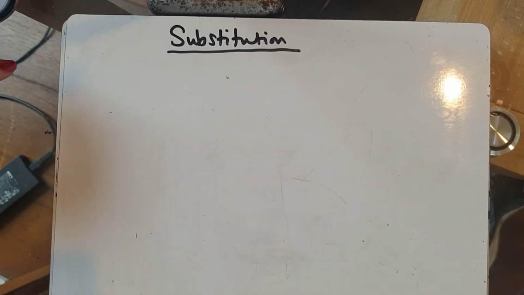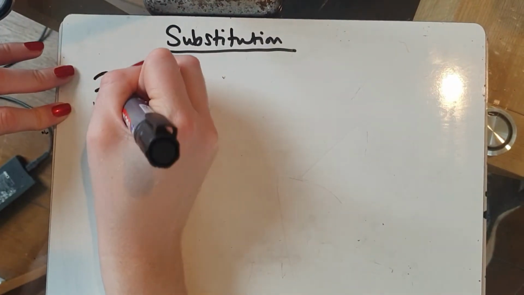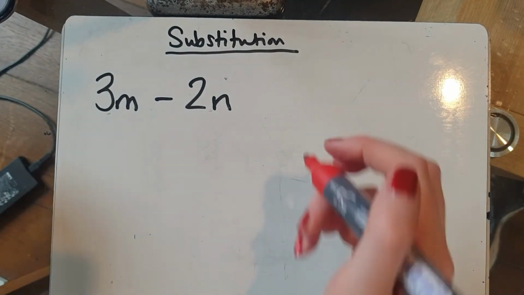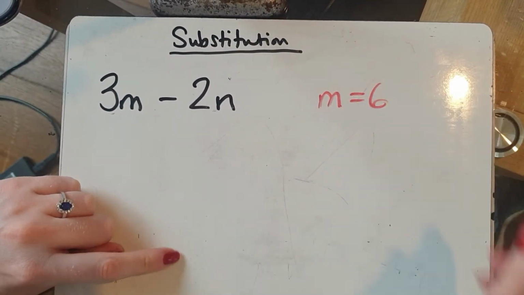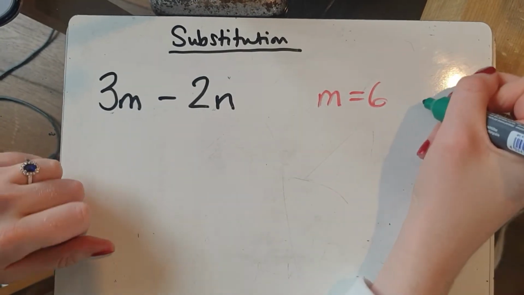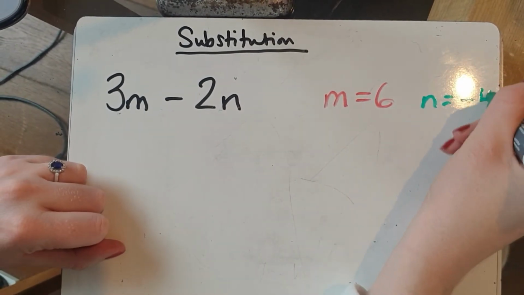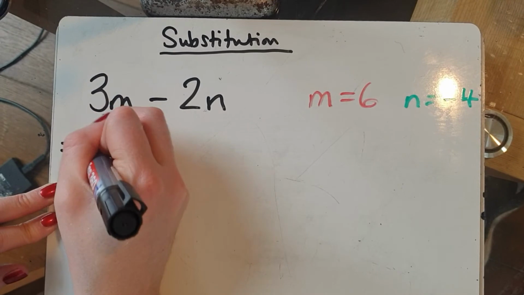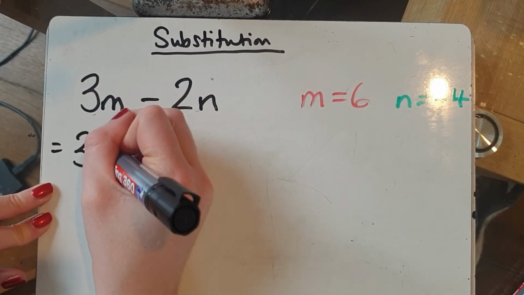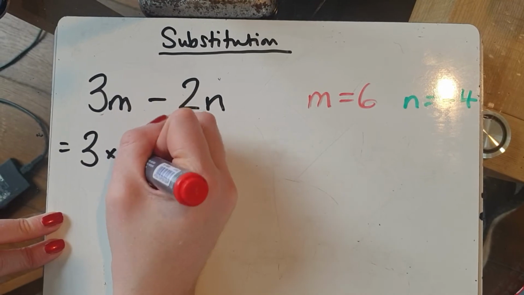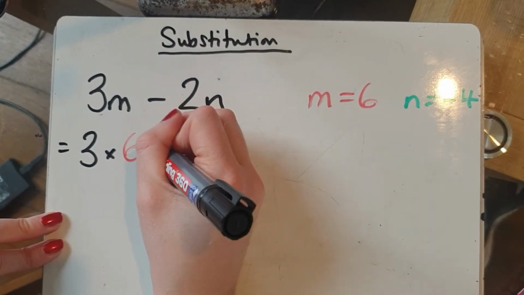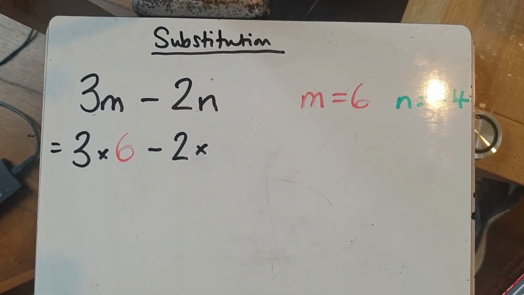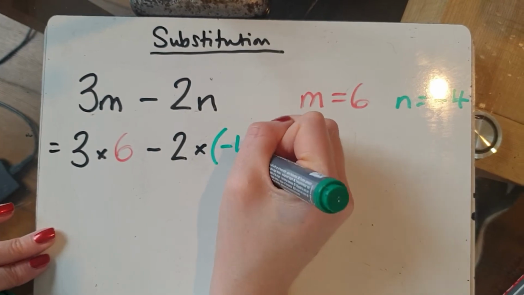Next one is going to have 2 substitutions. So we're going to do 3m minus 2n. So we've got 2 different numbers to substitute in. We're going to have m equals 6 and n equals negative 4. So when we're substituting this, we've got 3, and 3m means 3 times m. So we're going to have 3 times 6. Then we've got minus 2. 2n means multiply again. So we've got 2 multiplied by n is negative 4.